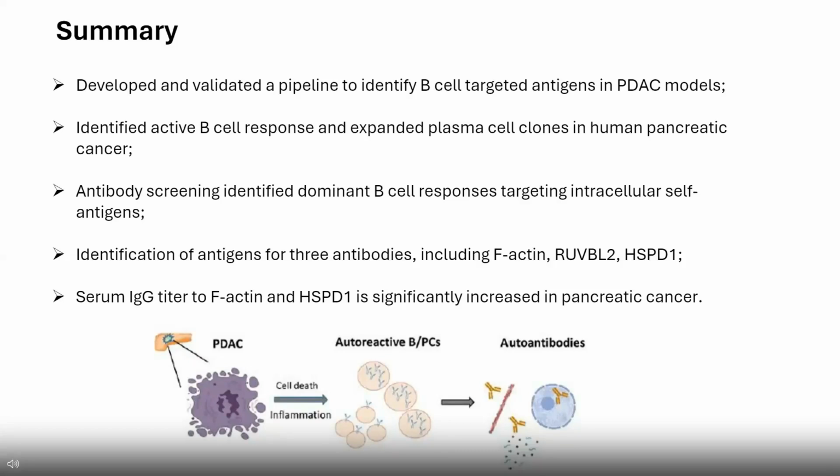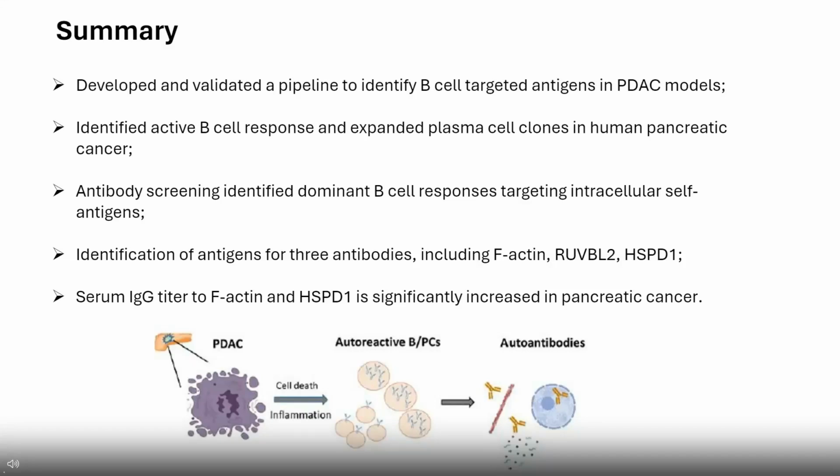And out of the 25 positive hits, we were able to identify 3 self-antigens, including F-actin, RUBR2, and HPD1. And lastly, we showed some of the antibody response: F-actin and HPD1 are common to other pancreatic cancers as well, and that showed a significant increase in the serum titer in the cohort that we analyzed.